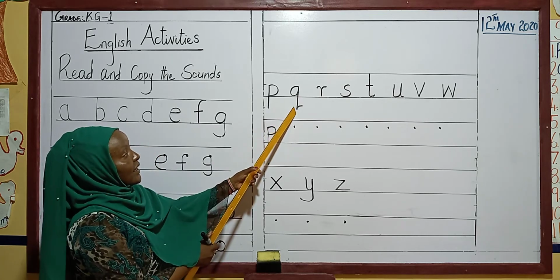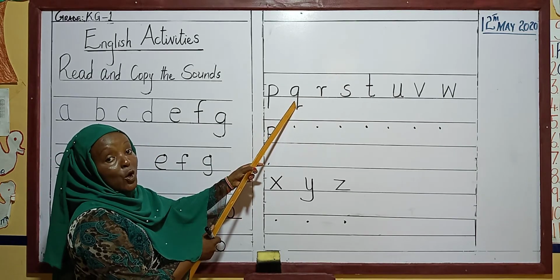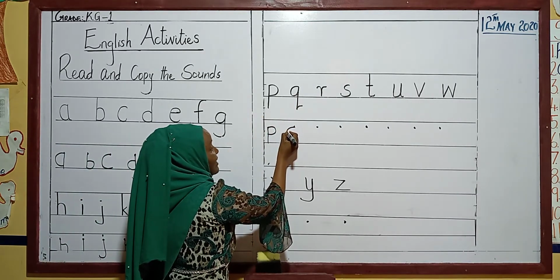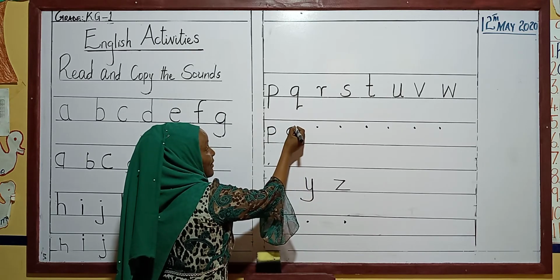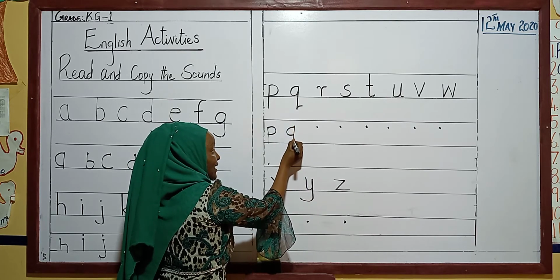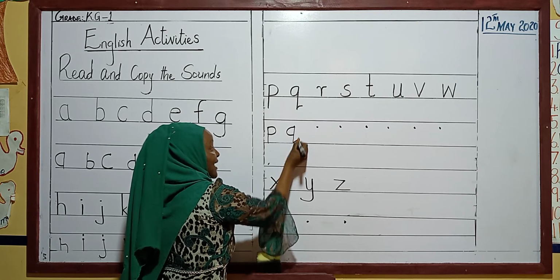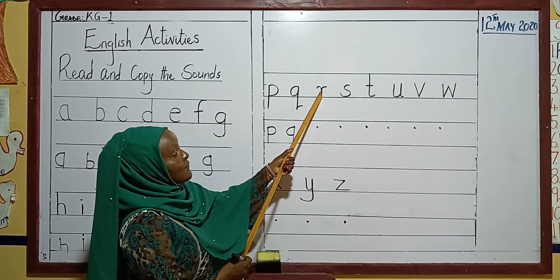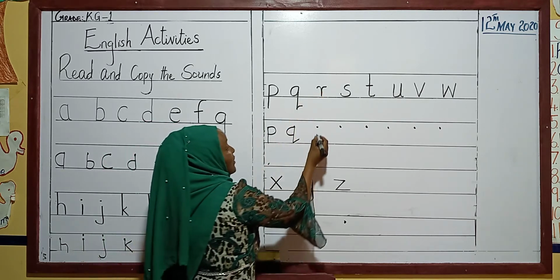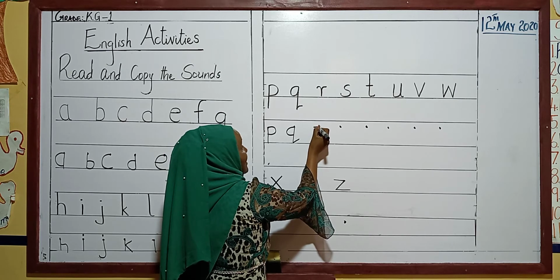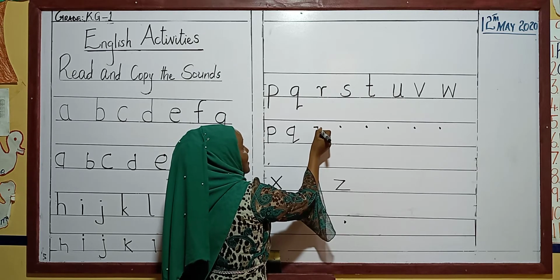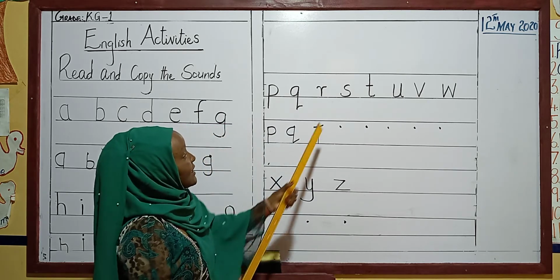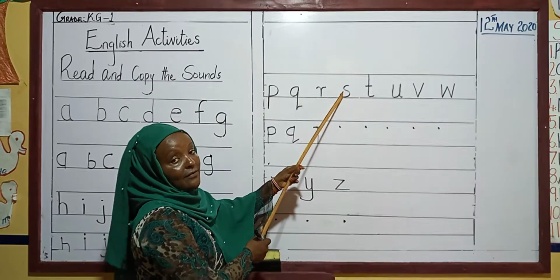Q for queen. Pencil on the dot, we are going to write around. We go back to our dot, we write a stick down and a side. R for rat. Pencil on the dot, we are going to write a side down. We go back to our dot, we write another side. S for sun.